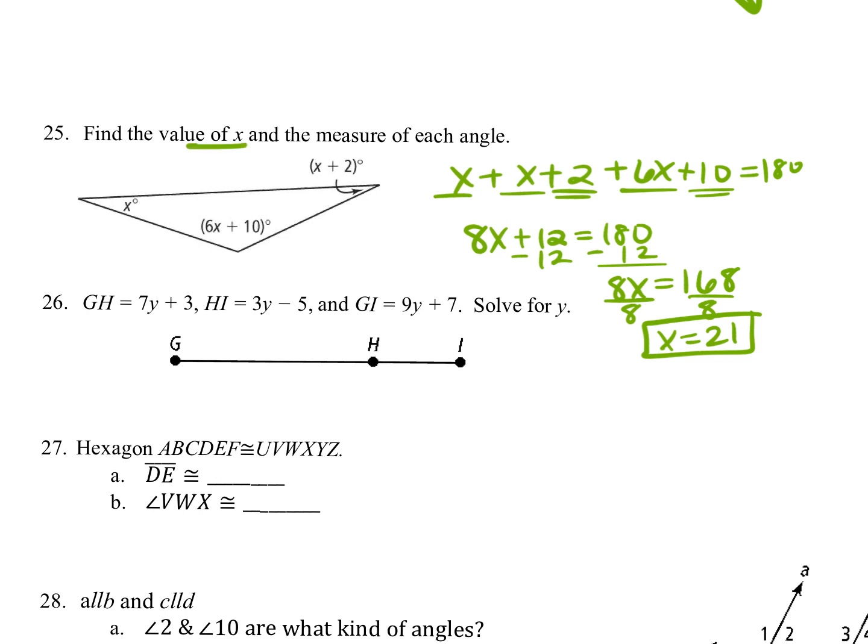And then the measure of each angle, if this is X, that angle is 21 degrees. 21 plus 2 makes this one 23 degrees. And then you can either plug the 21 in for this last one or make it add up to 180. Either way, that last angle is going to come out to 136 degrees.